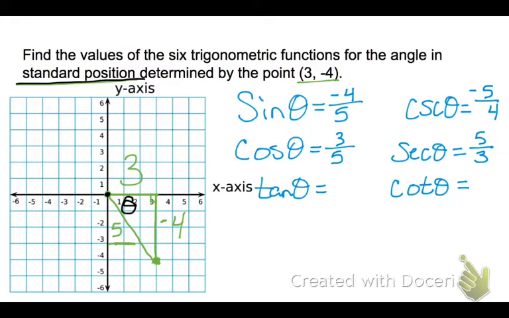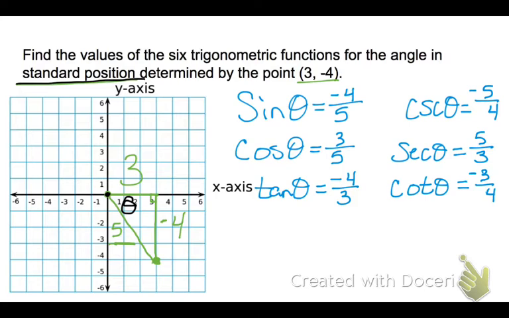Last but not least is tangent theta. Tangent is opposite over adjacent. So opposite is -4, and adjacent would be 3. The reciprocal of that, or cotangent theta, would be 3 over -4. But as I mentioned previously, Math Excel would probably want you to put your negative in the numerator. It does not change the fact that the entire fraction is negative.